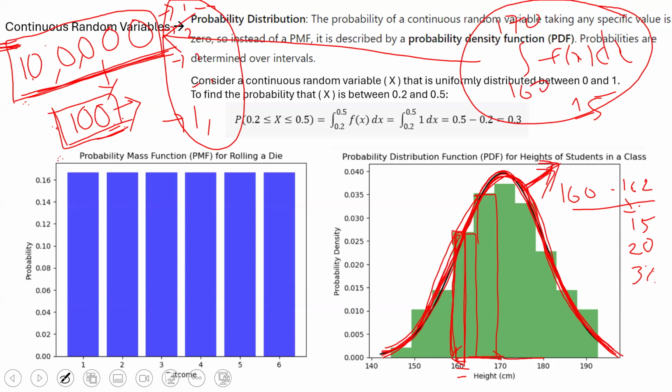What is this graph? This graph is the probability distribution function, f of x. F of x specifies how the probability of a random variable taking a specific value from the outcome is distributed. That is what probability distribution function means.